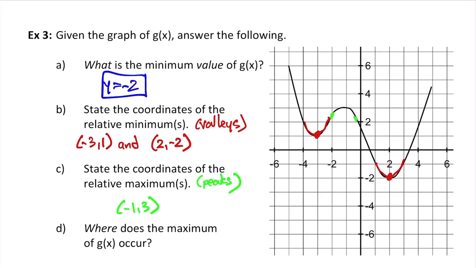Where does the maximum occur? So notice the difference in the vocab. The maximum, you just look for the very highest point. Nope, right here. So that is the maximum. Where does it occur is going to be an x value, and it looks like that's going to be negative 5.